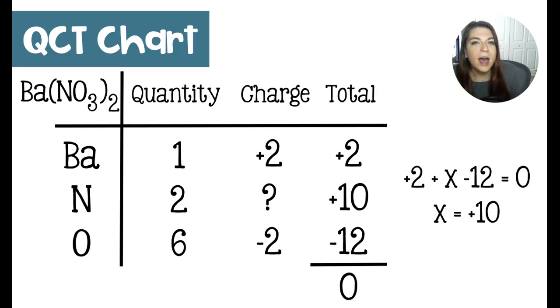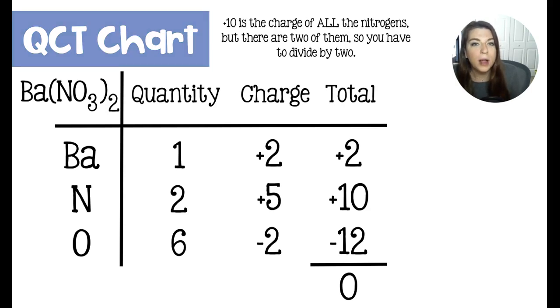Let me say that again. I fill in a +10 for the sum of all the nitrogens. But in this case, I have 2 nitrogens. So I will have to take that +10 and divide it equally among the nitrogens, meaning that my individual nitrogen atoms are each carrying a charge of +5. So in the case of barium nitrate, nitrogen carries a charge of +5. I know that nitrogen usually likes to be -3, but in the case of barium nitrate, it's a +5.